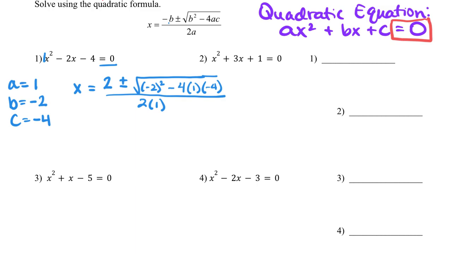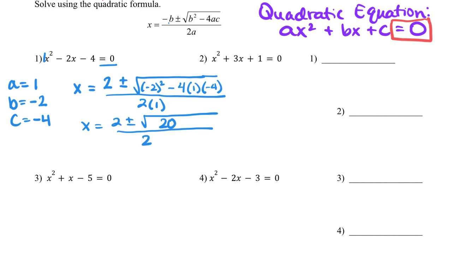Now we're going to do some simplifying. I simplify everything under the radical first. And you can put that whole thing in your calculator, exactly as you see it right here, that -2 in parentheses squared minus 4 parentheses 1 parentheses -4. You can put that whole thing in your calculator, and you should get 20 for that value. And then 2 times 1 is 2 for the bottom.